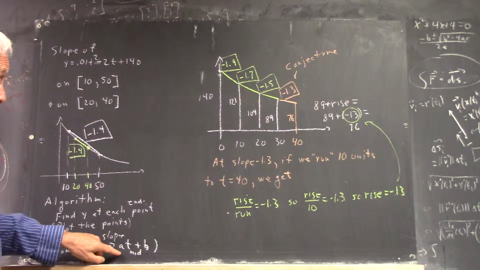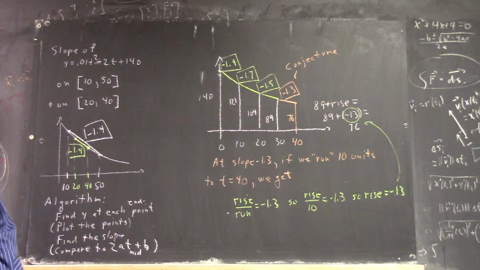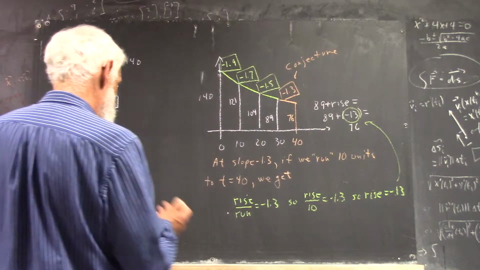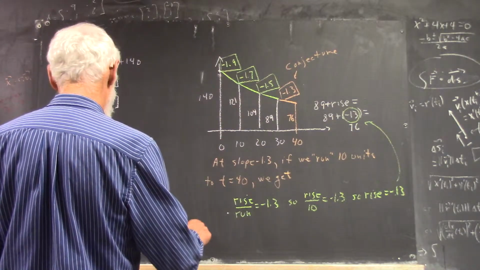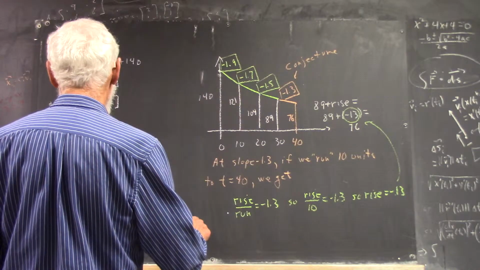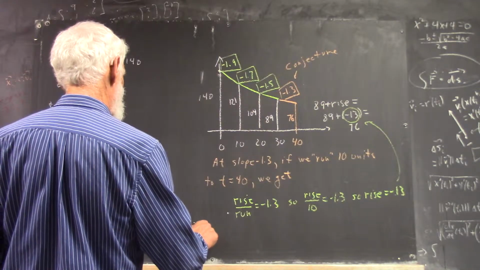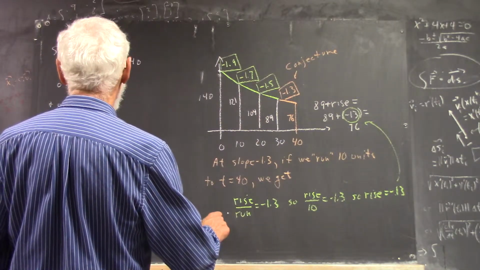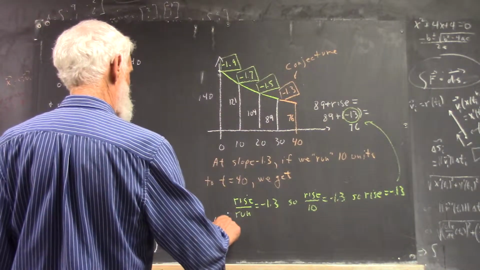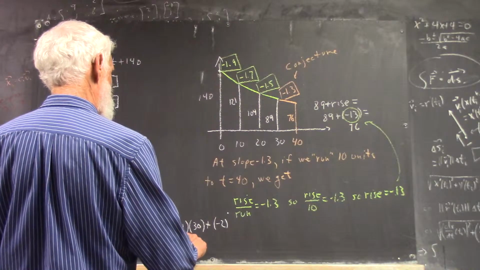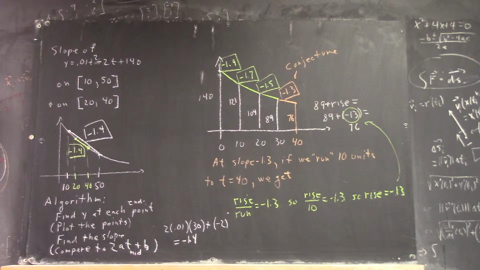So we put in 0.01 for A, -2 for B, and what do we get? We get -1.4. So I can write that down: 2 times 0.01 times 30 plus B, which is -2, is -1.4, which agrees with this and this.